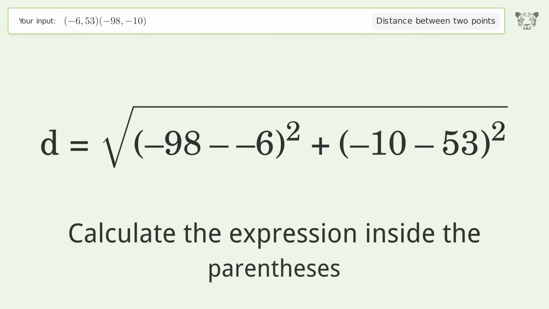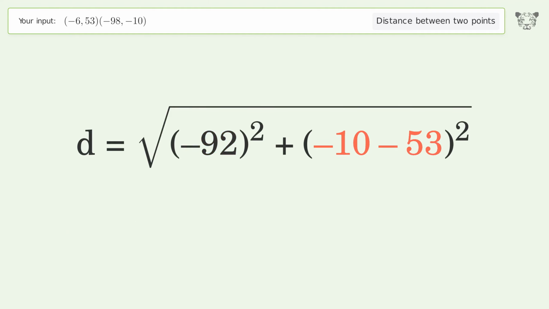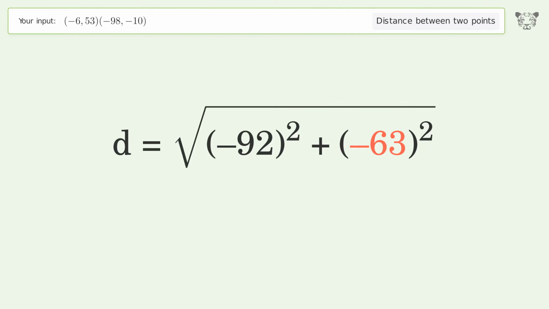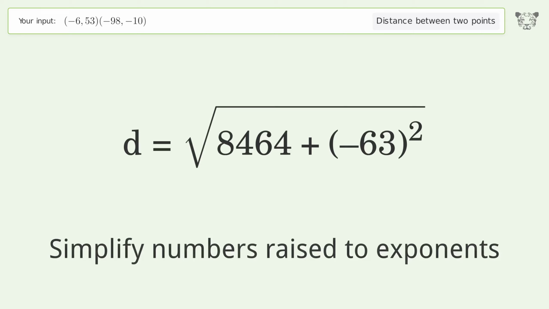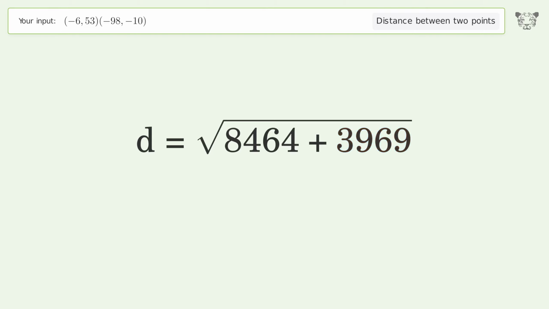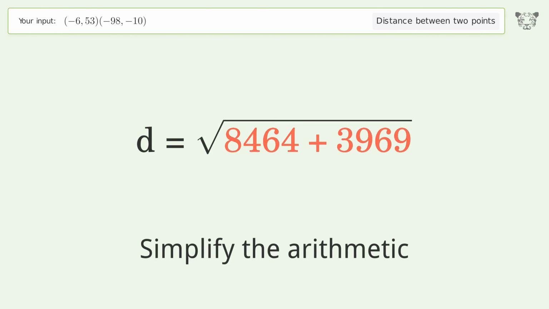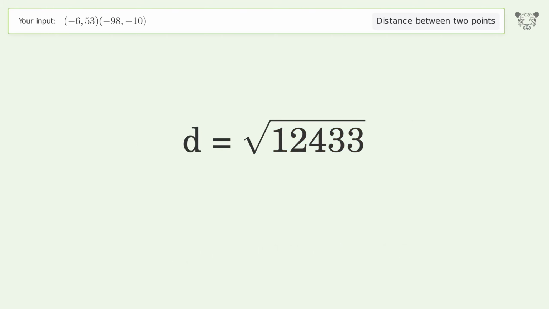Calculate the expression inside the parentheses. Simplify numbers raised to exponents. Simplify the arithmetic. And so the distance between the 2 points is the square root of 12,433, or 111.503.